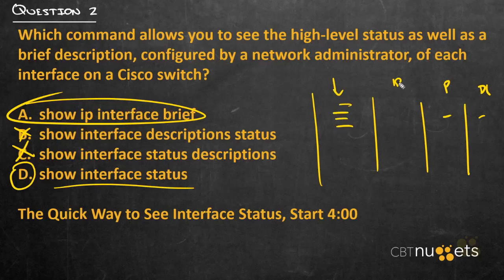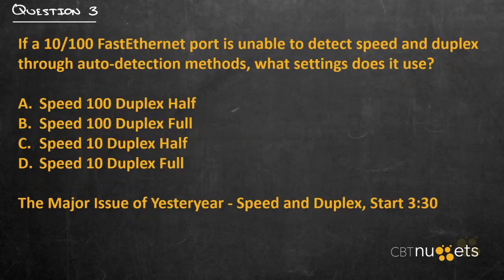You get the name of each one. You get the description of the interface as configured by the administrator. Then instead of getting the physical and data link, you just get a connected or not connected, followed by what speed and duplex have been negotiated. Great command.